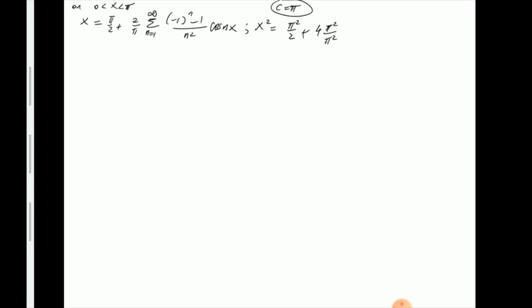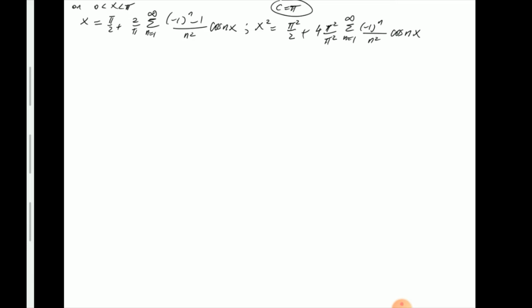So when I replace c with pi, I get that. And then summation from 1 to infinity of minus 1 to the n over n squared cosine of nx, right? Because pi over c becomes 1. That's why it's actually easier with c equals pi, because pi cancels with c in all of these terms.